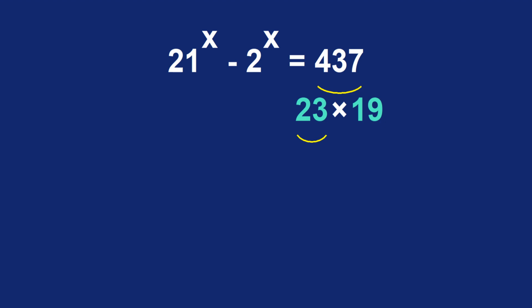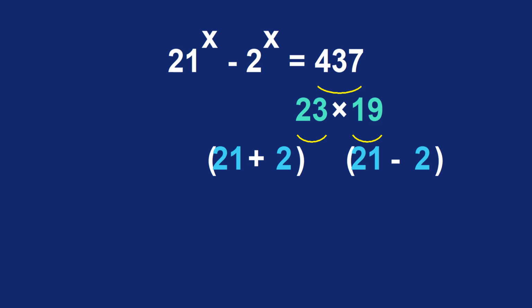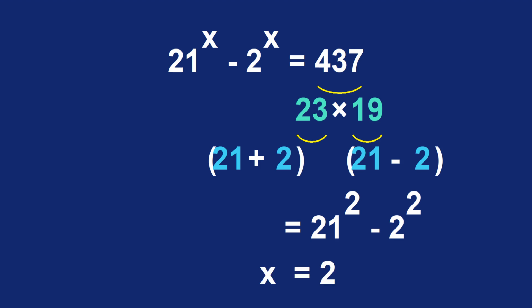Next, you are going to break down 23 into the summation of 21 plus 2 and express 19 as 21 minus 2. And now we have the difference of two squares form, which can be written as 21 to the power 2 minus 2 to the power 2. By comparing both sides of the equation, it's clear that x equals 2, and this is our final answer for this problem.